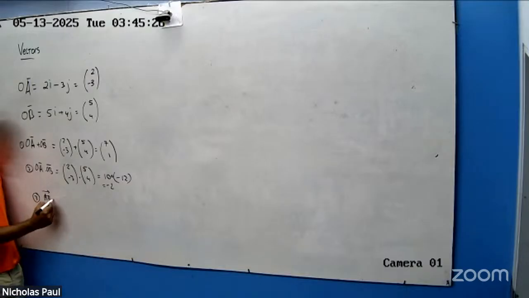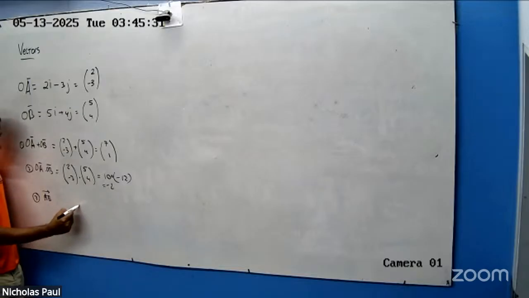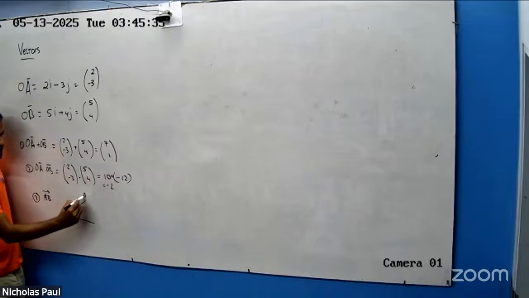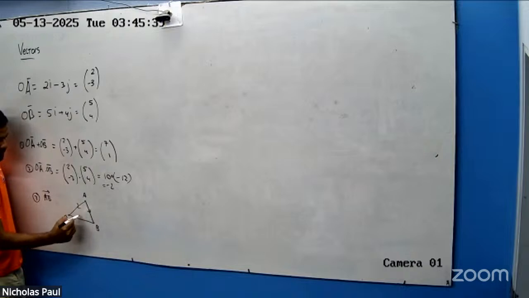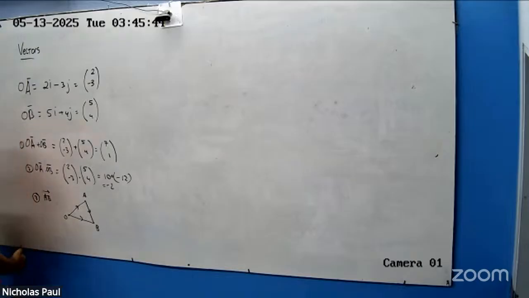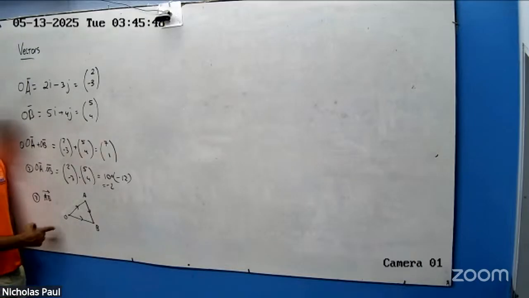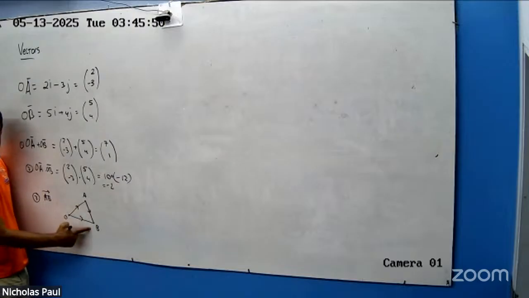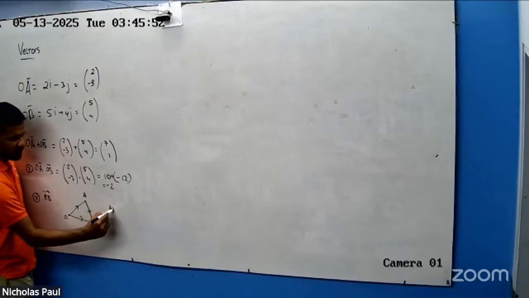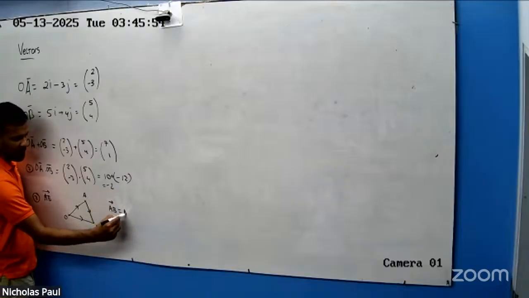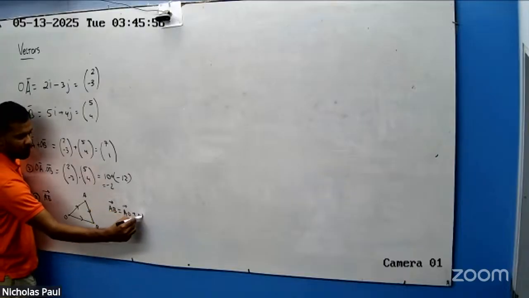And then how do you find AB? To find AB, you have to use a little vector diagram. Here's O, here's A, and here's B. How are you finding AB there? Chris, how are you finding AB? A to O and then O to B. Nice. So AB will be A to O plus O to B.